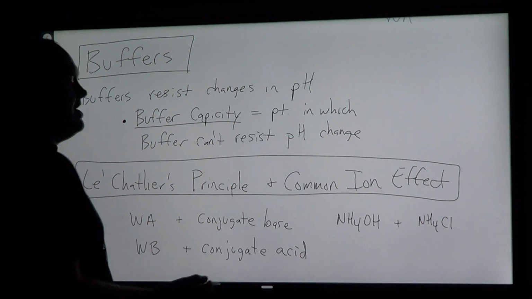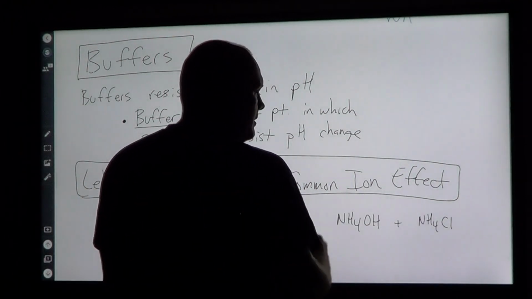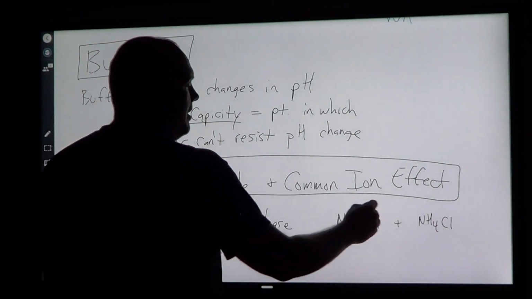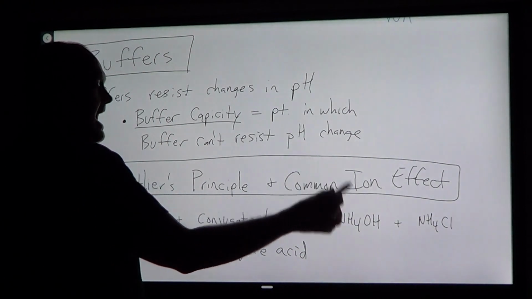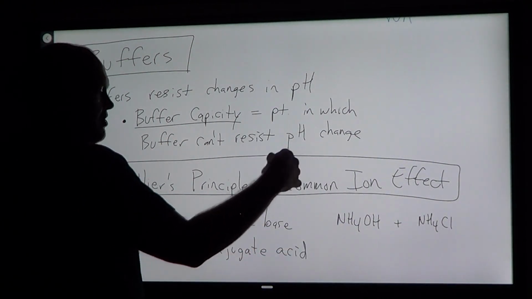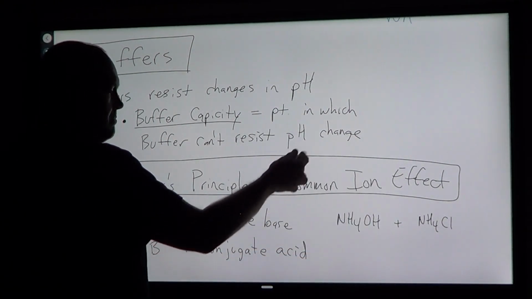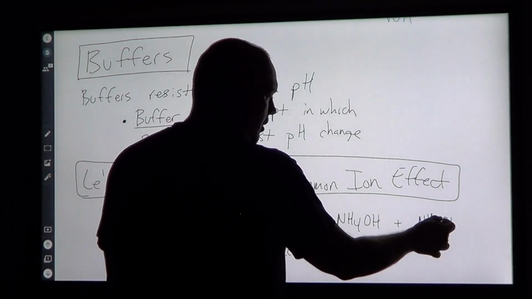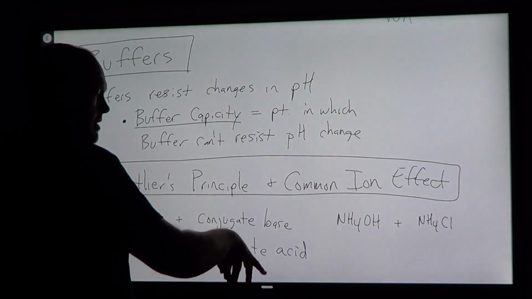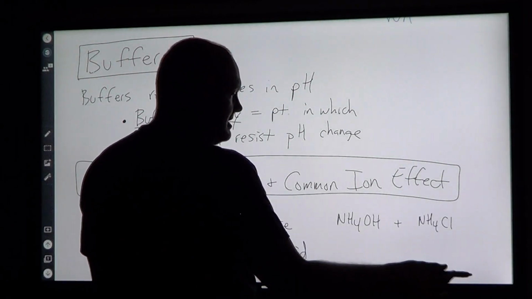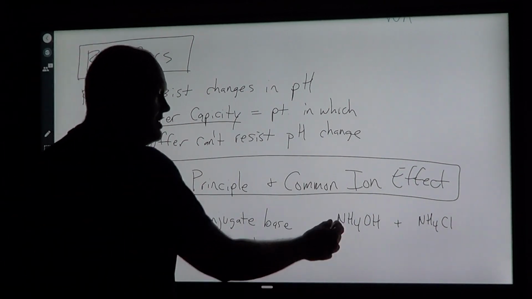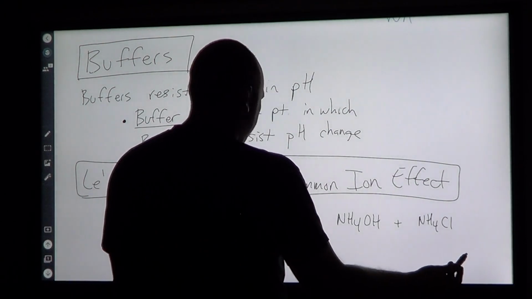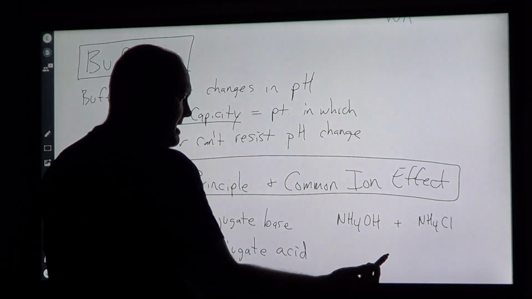Okay? You have a common ion, and so what will happen is one of the two, either the base or the salt, will react with the acid to just create more of the other one, which will resist the pH change. One of them will react with the acid to keep the pH steady. One of them will react with the base to keep the pH steady. But there comes a point in which they run out. Okay? Hopefully that makes sense.